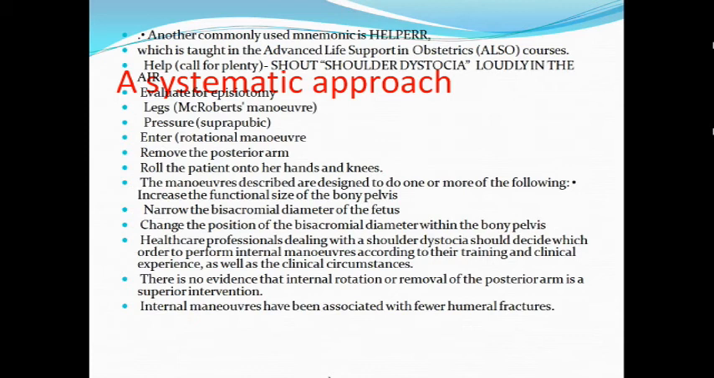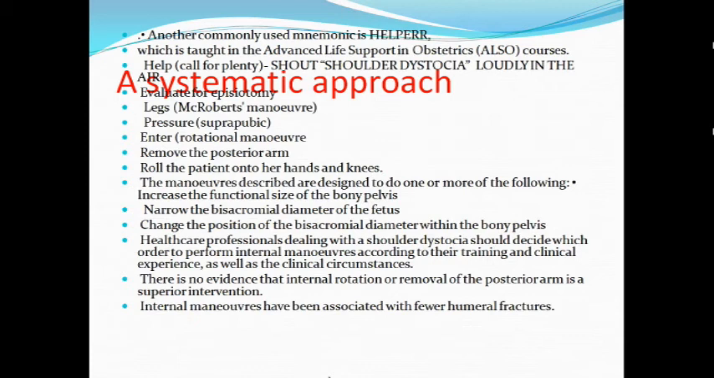You have to assess in those 2 to 3 minutes whether you are able to deliver by any of the maneuvers in which you are very much skilled. First do the McRoberts maneuver. If not able to, then the Rubin's 1 technique. Not able, then Rubin's 2 technique. If not, a wood screw technique. And last is the posterior shoulder.